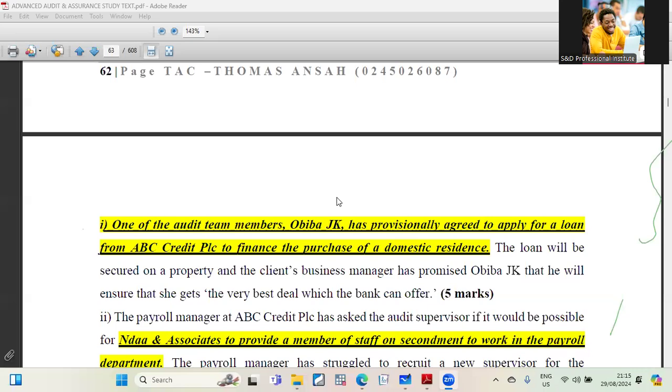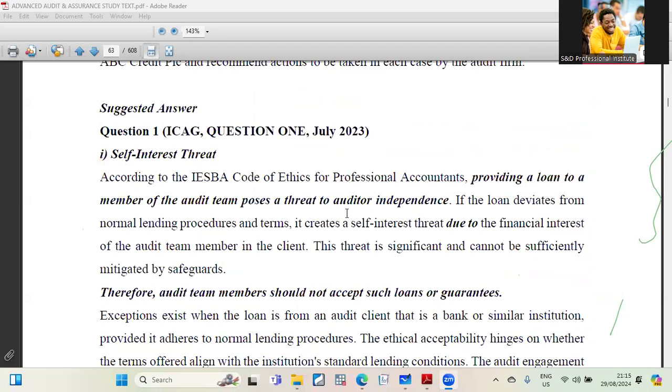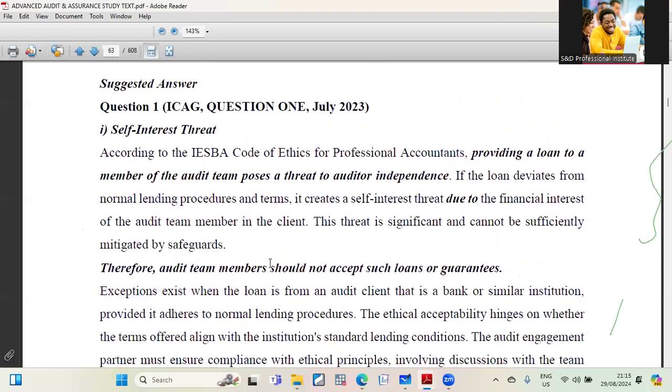Then when you finish, what makes you think that that is an issue? So you have to copy from it. You can decide to pick this word, due to the financial interest of the audit team member in the client. But the point is that you must talk about this providing a loan just as it is in the question. You can quote verbatim or you can paraphrase.